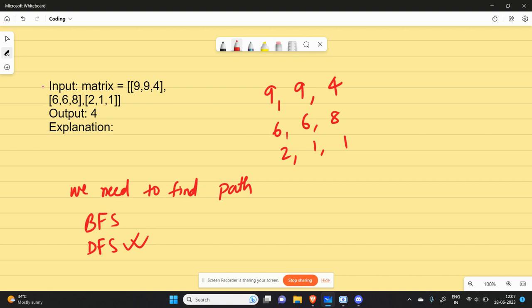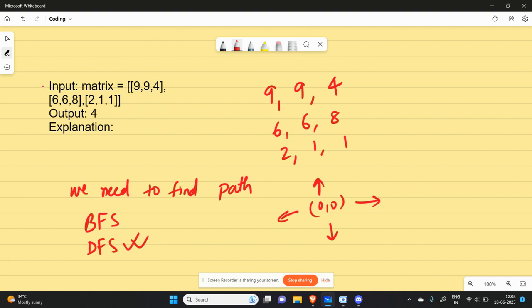So in the standard DFS algorithm, from any particular cell we know we can go in 4 directions. Let's say I am currently at index 0, 0, then I know I can go in 4 directions. I'm just talking about the standard DFS that we understand, and we'll tweak the standard DFS to solve this problem. So from any particular cell we have these 4 possibilities, as it is allowed to move only in 4 directions.